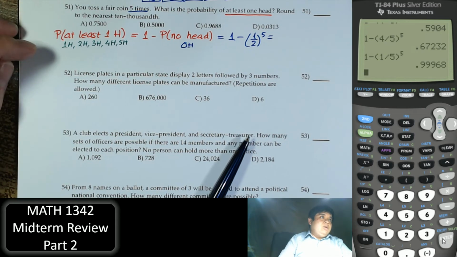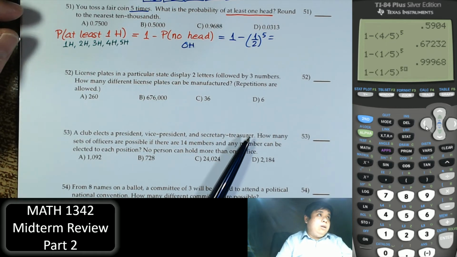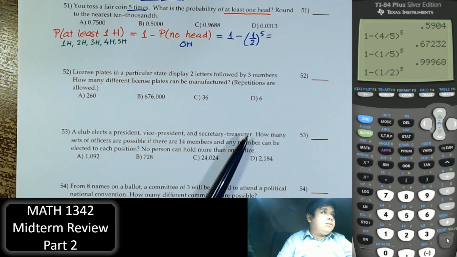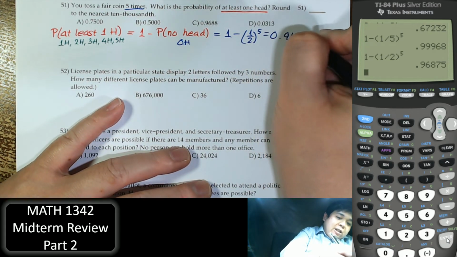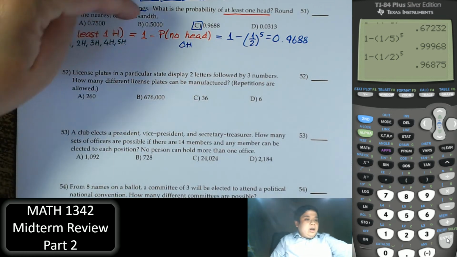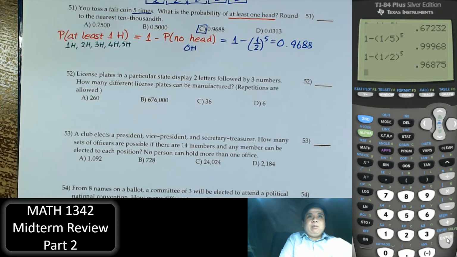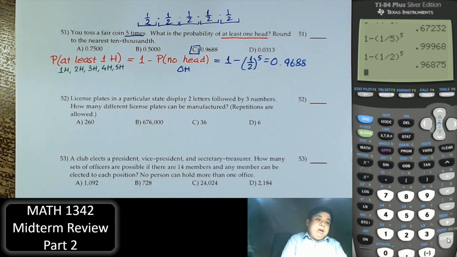Right. Sorry, this will be 1/2. So 0.9688. Yeah. So the probability of getting no head is 1/2 times 1/2 times 1/2 times 1/2 times 1/2, 5 times. Because this is a fair coin, the probability of getting head and tail will be the same, 50%. Right, next.